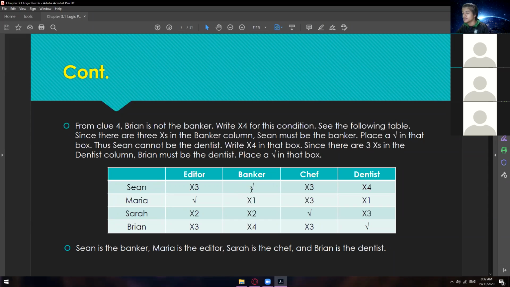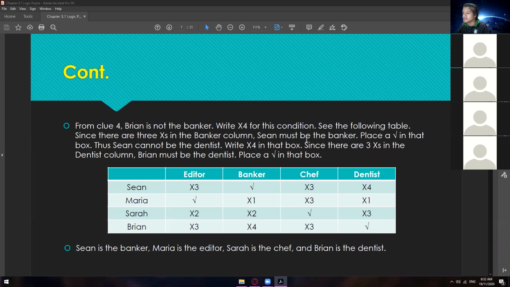All right. So there you go. From clue number 1 to clue number 4, we were able to figure out which is which. So Sian is the banker, and then Maria is the editor, and then Sarah is the chef, and then Brian is the dentist. So did you guys have the same answers? Yes, sir. Sarah is the chef, Maria is the editor, Sian is the banker. Yeah.